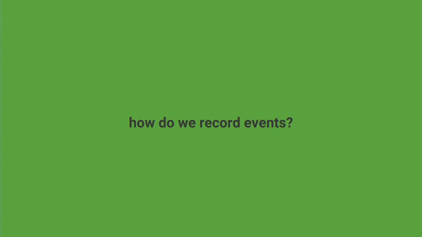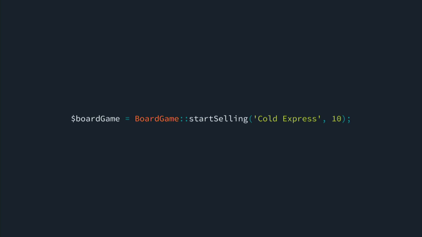So the question is, how do we record these events? How do we actually get this process started? Creating one of those domain events is as simple as instantiating the class and throwing the values in there, right? But how do we then store these events? Well, we do it through the object itself.